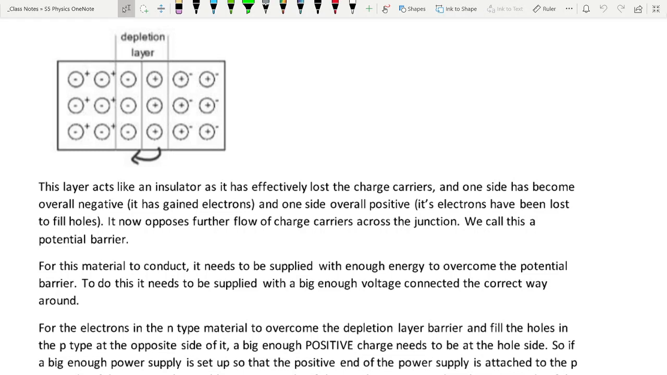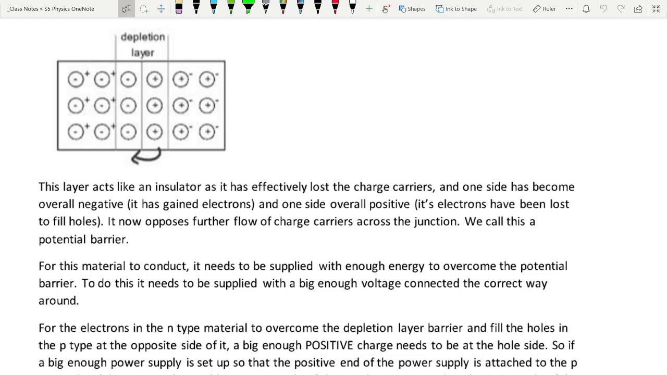So to overcome that, what we do is we need to apply a voltage. We need to apply voltage that will let these electrons jump over this gap and fill these holes. Okay? So to do that, we need a big enough positive charge on this side to attract them, and a big enough negative charge on this side to repel them over this little barrier that we've produced.